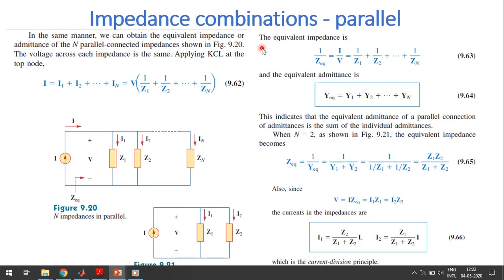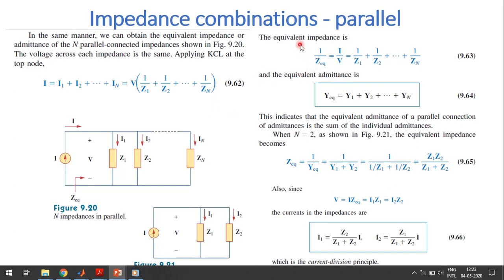So next is impedance combination in parallel. Here we have impedances Z1, Z2 etc. up to Zn connected in parallel, and we have a common current source I. The voltage across this is taken as V, and the individual current in each of the branches is I1, I2 etc. up to In. Again, according to Kirchhoff's current law, I will be equal to I1 plus I2 etc. up to In. So this is equal to V into 1 by Z1 plus 1 by Z2 etc. up to 1 by Zn.